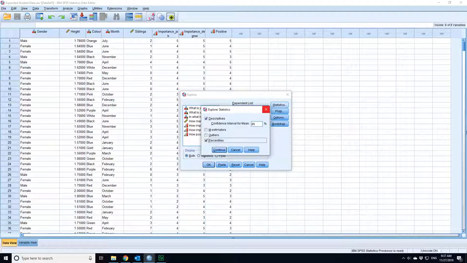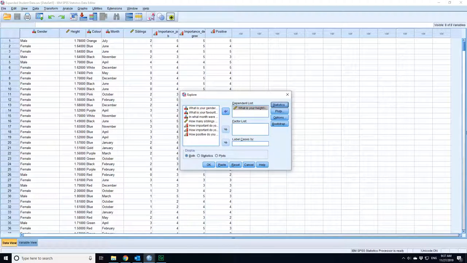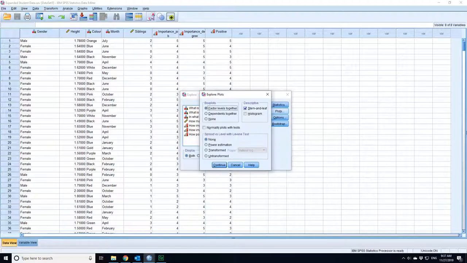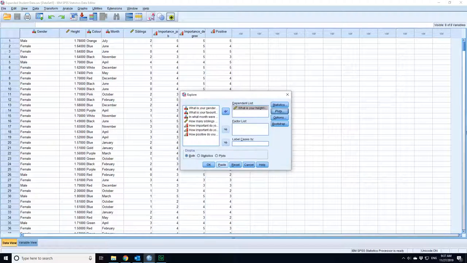Percentiles, so I can do my five-figure summary. And I can switch on plots. Now, it does stem and leaf, but I also want to do histograms. I'm not particularly keen on stem and leaf, but histogram I find easier to look at. Now, when you're dealing with scalar data, like this measurement data, you should always plot a histogram so that you can check for normality.